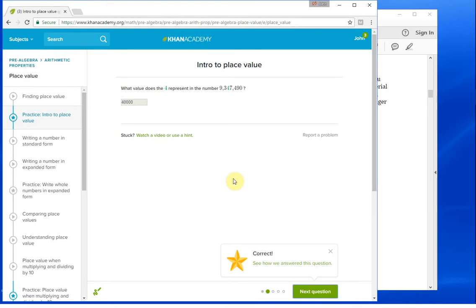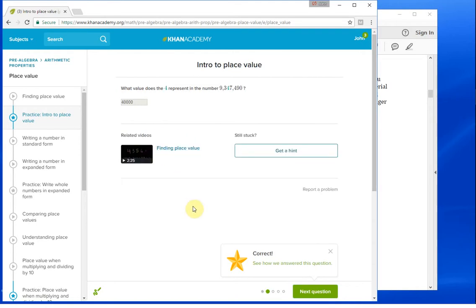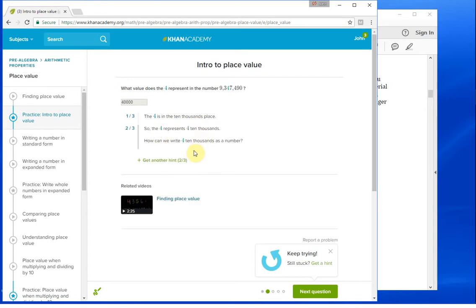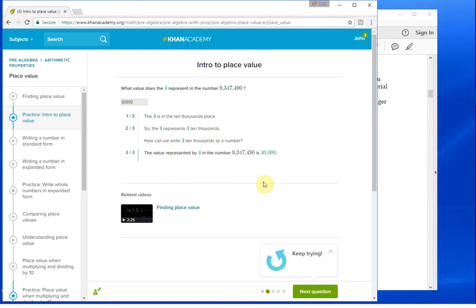Now, if I was stuck and I couldn't figure out what was going on, I might watch a video or use a hint. So still stuck, get a hint, right? The 4 is in the 10,000s place is the first of 3 hints. I can get another hint. The 4 represents 4 10,000s, and then the final hint, which basically tells you the answer.